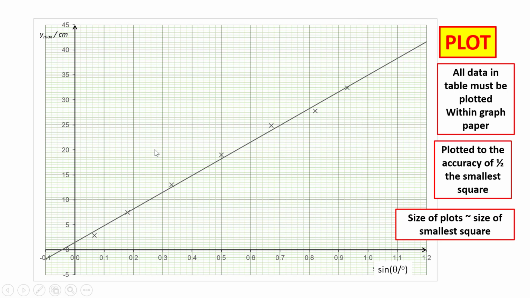And then all the plots must be plotted to the accuracy of half a square. During day-to-day practice, we do not usually check, but in exams, please be assured we will definitely check whether you have plotted correctly. Markers wise, most of you were able to use conventional markers like crosses like this, and most of you have reduced the size of your markers to the size of the smallest square. So that should be quite fine.